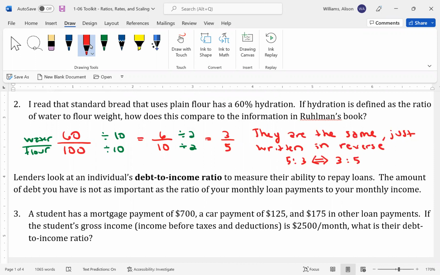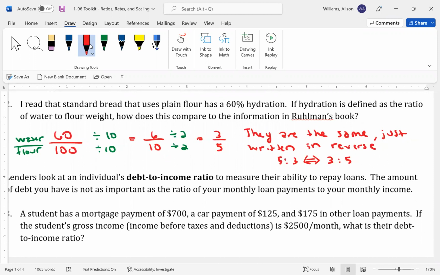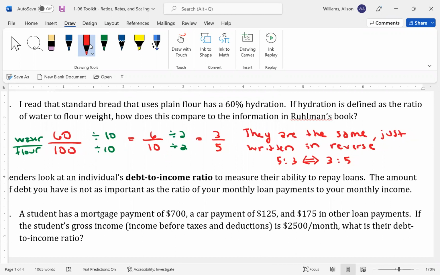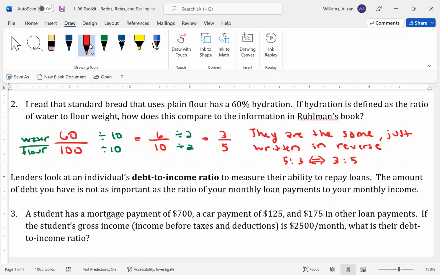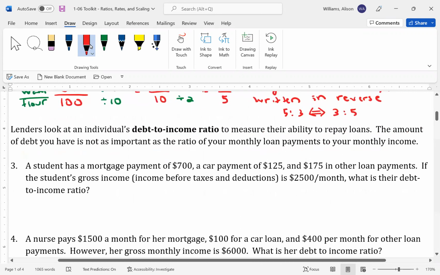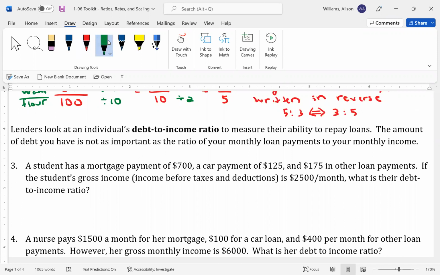Let's say a student, somebody going to school, has a mortgage payment of $700, a card payment of $125, and some $175 in other loan payments, maybe a credit card or something. They mention their gross income, that's their income before taxes, of $2,500 per month. What is their debt to income ratio? We're going to do debt in the numerator, income in the denominator.